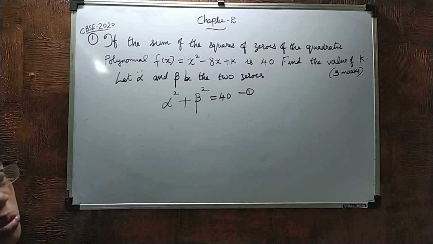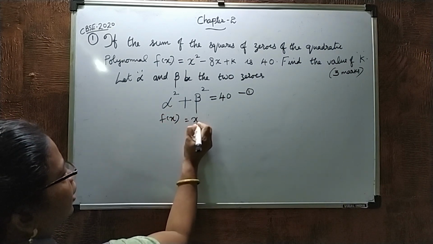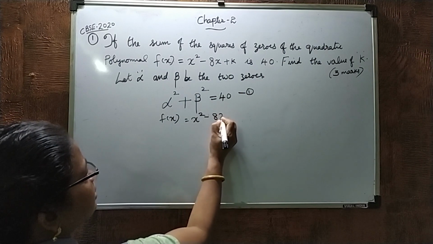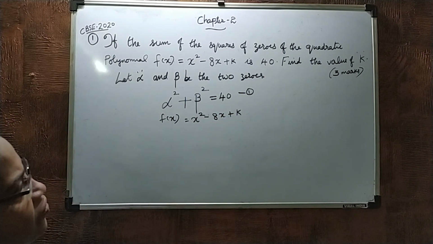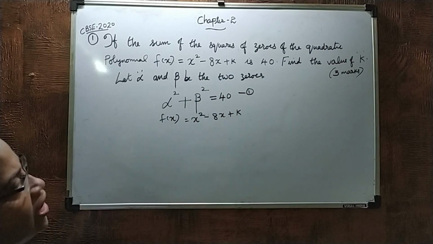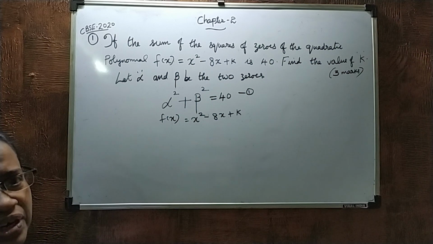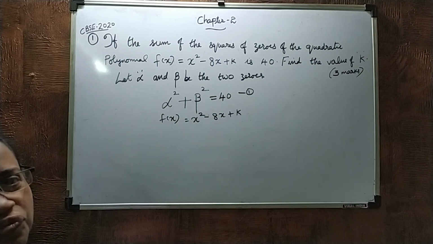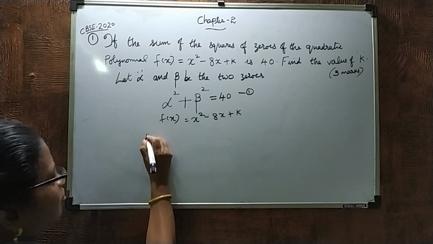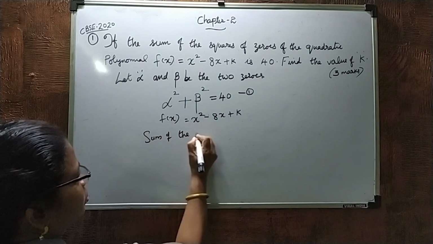Next, what did they tell you? f of x is equal to x square minus 8x plus k. We have to find the value of k. Nothing else is given, only the sum of the squares and f of x. So, you have to remember the sum of the zeros and the product of the zeros. So, what is the sum of the zeros from here?